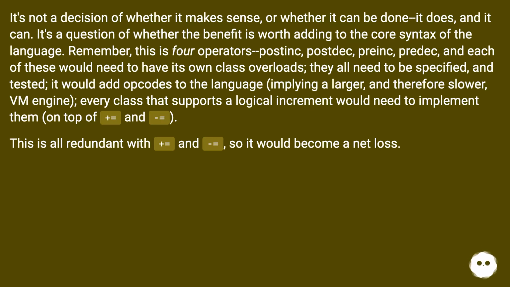It would add opcodes to the language, implying a larger, and therefore slower, VM engine. Every class that supports a logical increment would need to implement them on top of plus equals and minus equals. This is all redundant with plus equals and minus equals, so it would become a net loss.